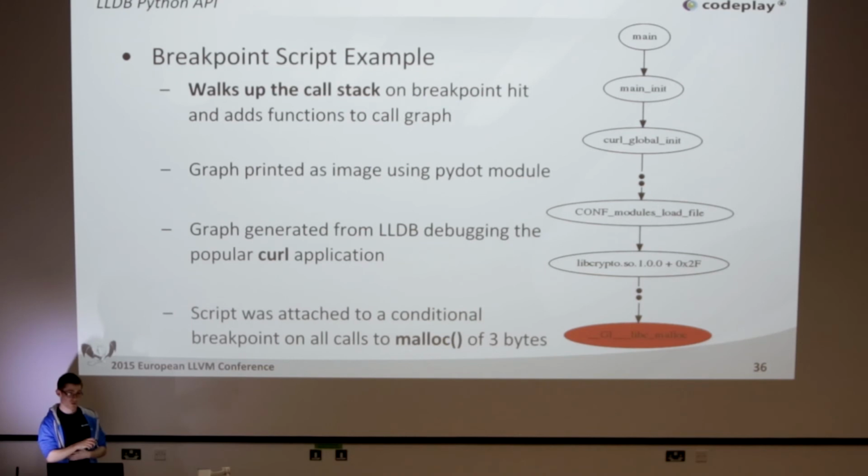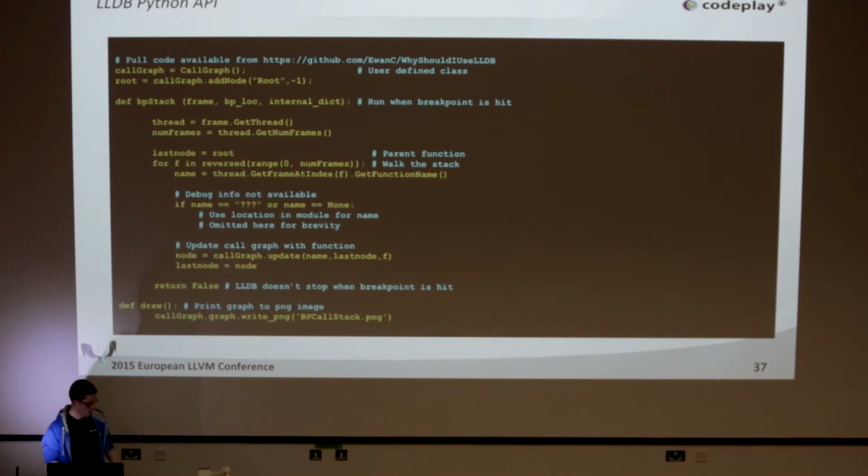The graph itself is also getting printed out using the PyDot module. So that's again a third-party library you're importing into LLDB so you can print images using Python's multitude of additional packages. Just quickly go over a bit of the code for this now. I missed out some bits of it again, so we've fit it in.